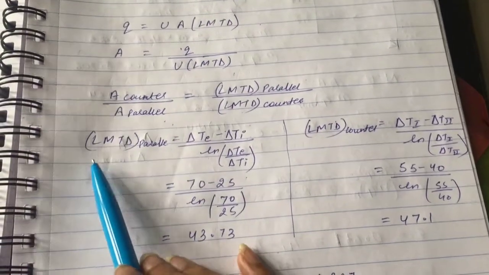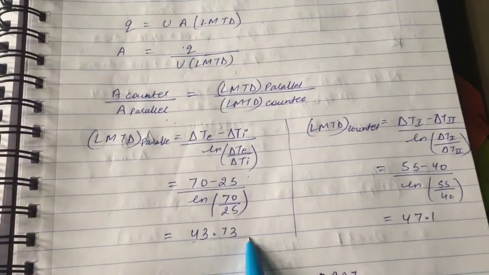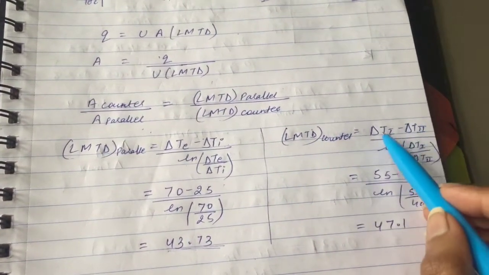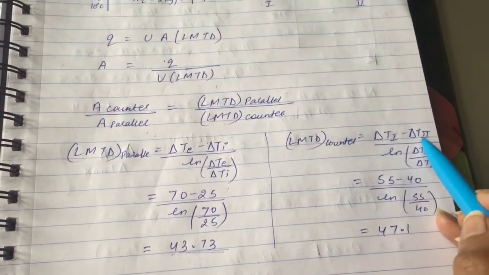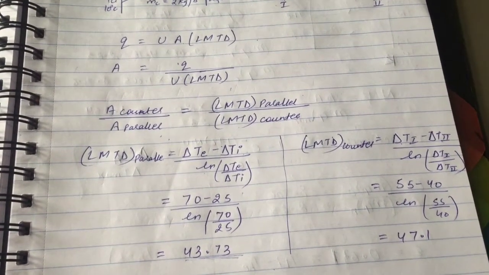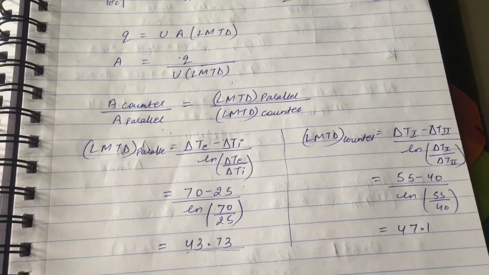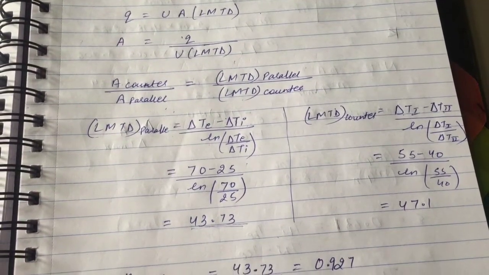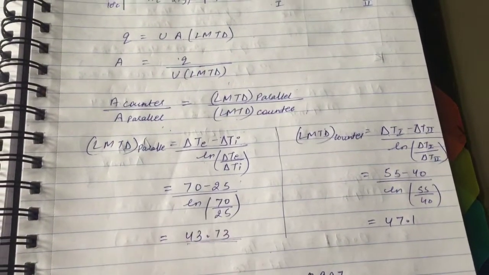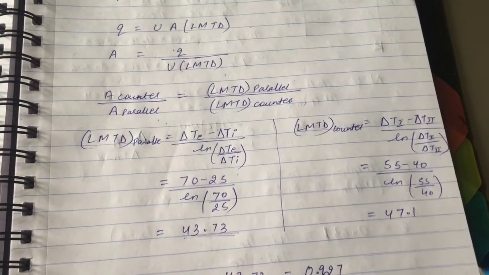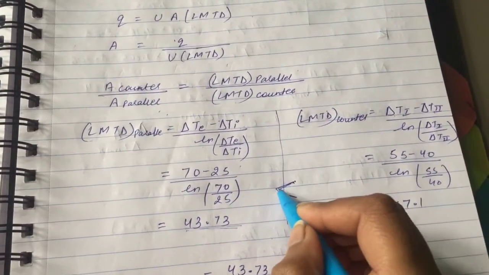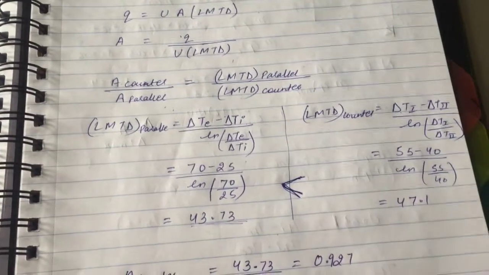Putting in the values, LMTD for parallel flow would be 43.73, and for counter current, LMTD is the temperature difference at end 1 minus the temperature difference at end 2 upon ln of temperature difference at end 1 upon temperature difference at end 2, and it comes out to be 47.1. As we have studied earlier as well, if the inlet and exit temperatures are the same, the LMTD of counter flow is always greater than the LMTD of parallel flow.